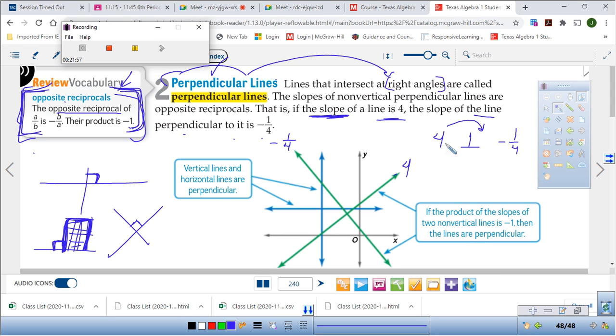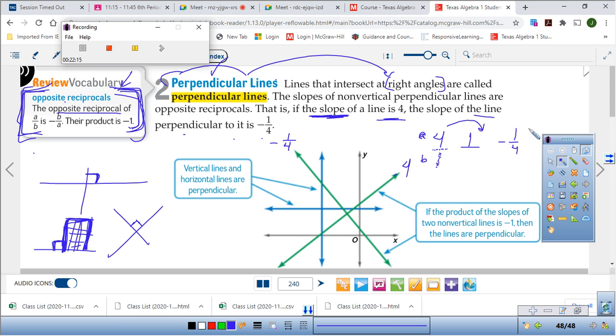Well, think about this one. Isn't this really 4 over 1? You see, that would be like my A and my B. Flip it over, right? Well, you see how that 1 would be my B up here now? And my A, or the 4, would be down here on the bottom. So it's true. This one's positive, this one's negative. It works like that. Okay? So you got to kind of think about that now. Remember that forever and ever.